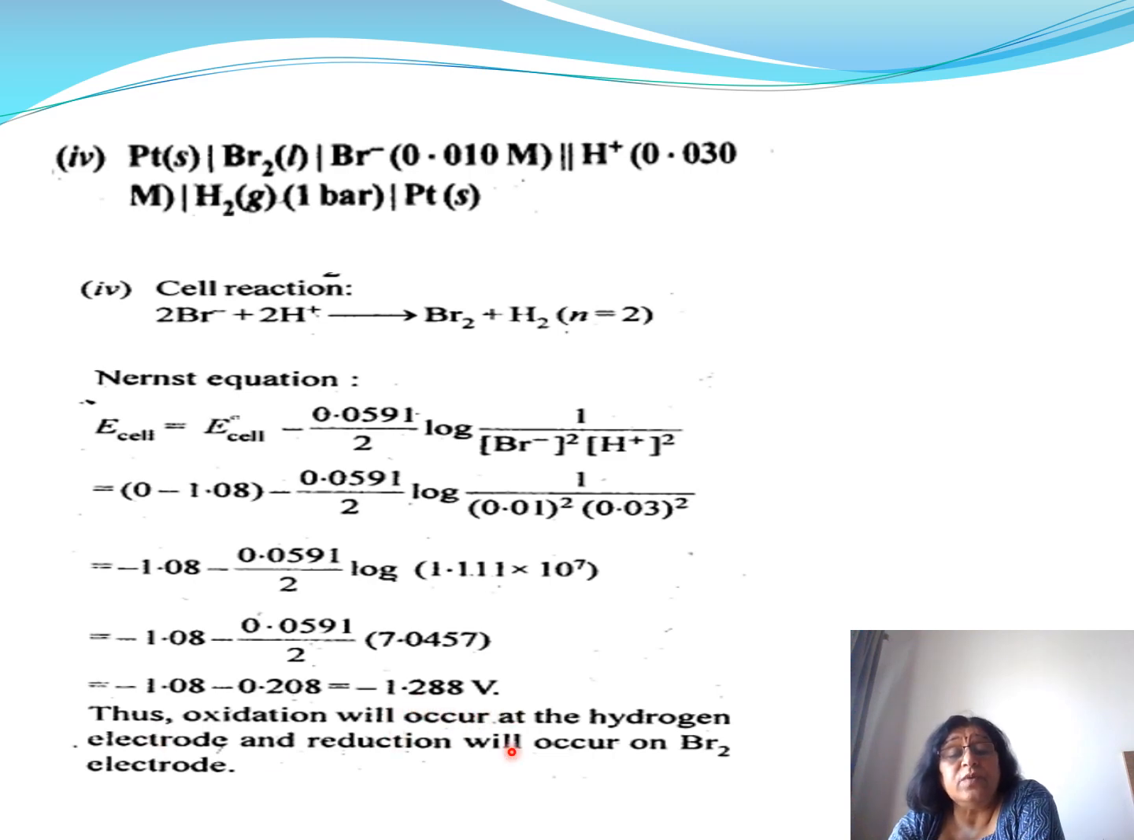So thus oxidation will occur at hydrogen electrode and reduction will occur on bromine electrode. So this setup is not correct because EMF is coming negative. EMF should be positive. That it is coming negative means this setup is not correct. Hydrogen should have been anode and bromine should have been cathode. Okay.